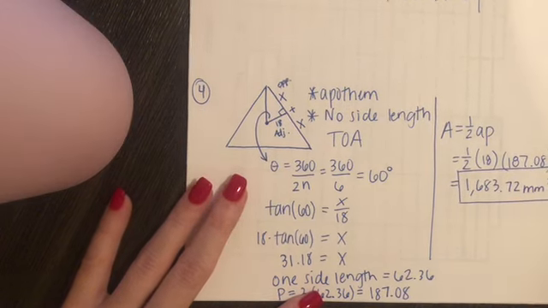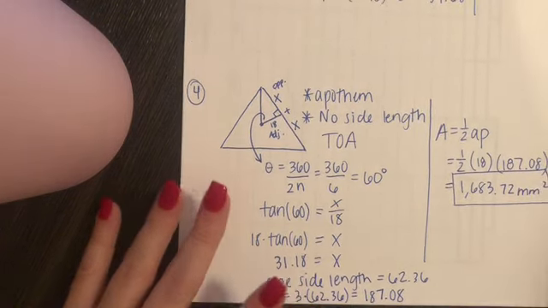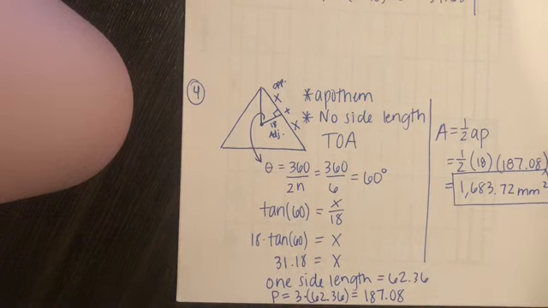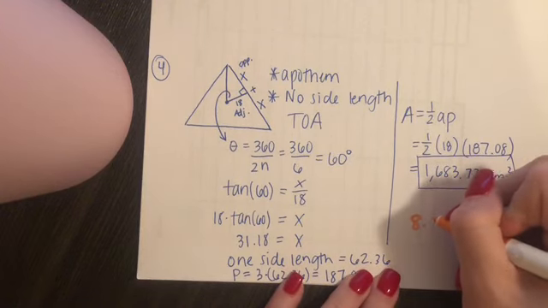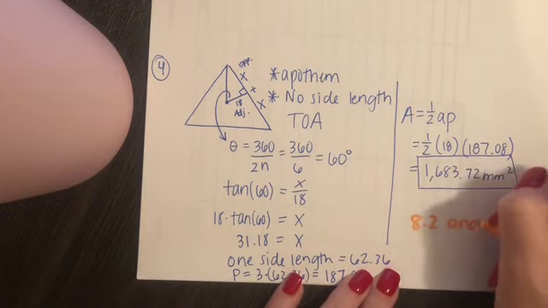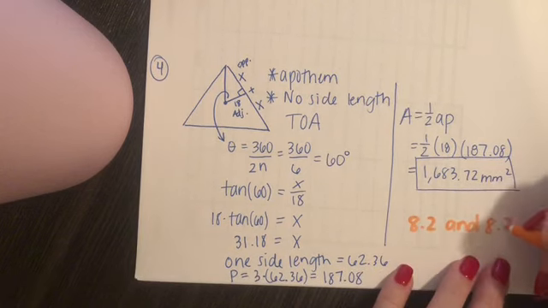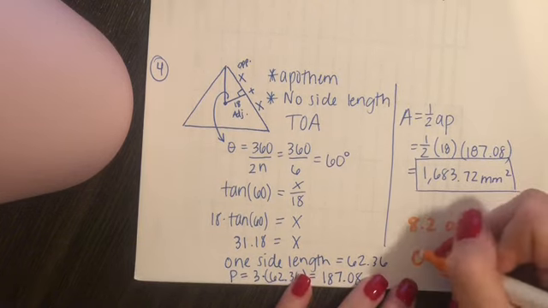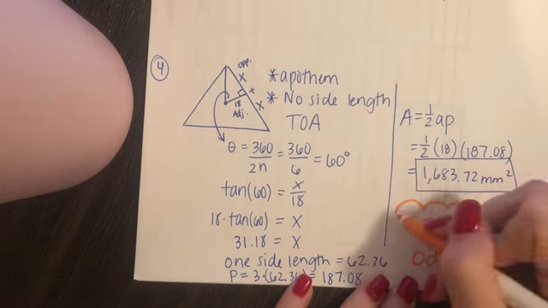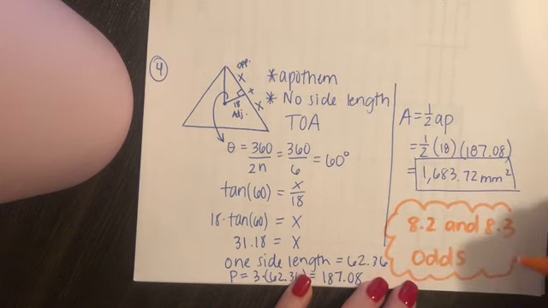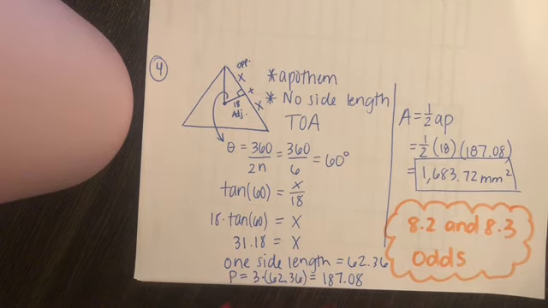Okay, guys, we're going to pick up again on these topics tomorrow when I return to school. Tonight, for your homework, I want you to complete 8.2 and 8.3 odds. So all of the odd questions on 8.2 and 8.3.